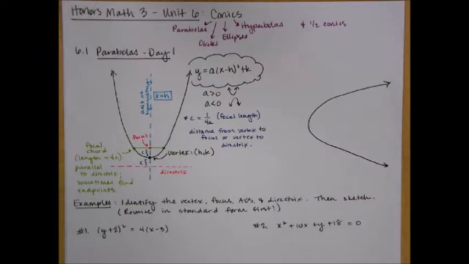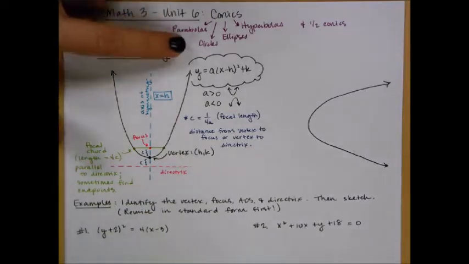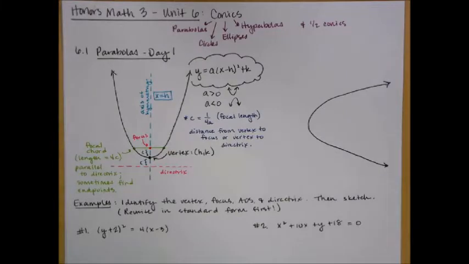These are notes for Honors Math 3, Unit 6. We're starting on conic sections, and in this unit we'll be studying parabolas, circles, ellipses, hyperbolas, and hopefully half conics. Objectives 1 and 2 are going to cover parabolas. We're going to be working with their equations, writing their equations, as well as finding the characteristics of a parabola.